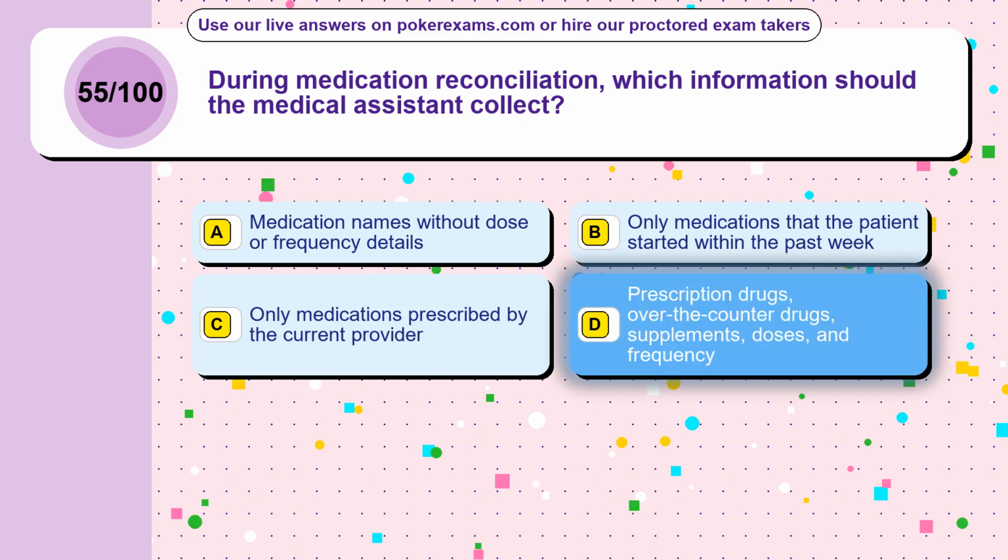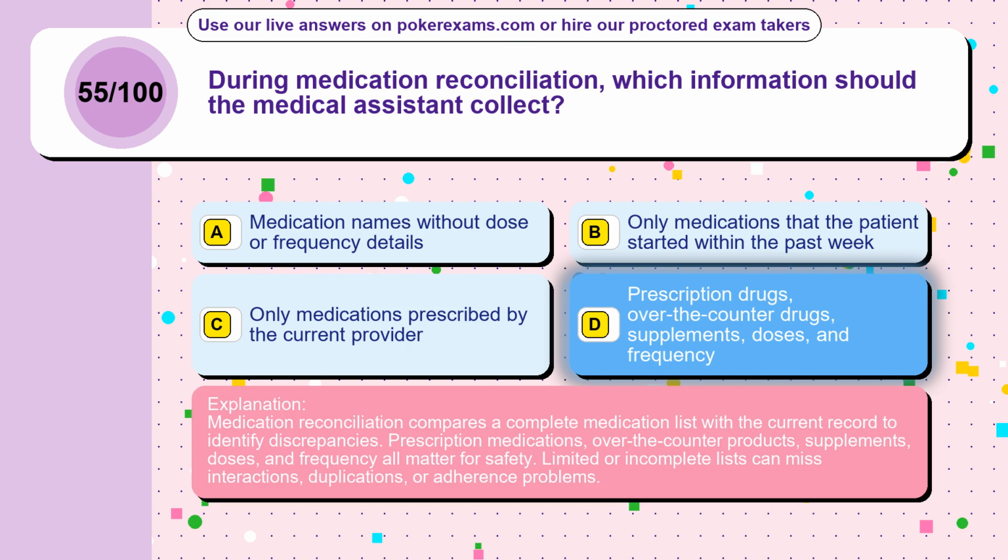The correct answer is option D. Prescription drugs, over-the-counter drugs, supplements, doses, and frequency. Medication reconciliation compares a complete medication list with the current record to identify discrepancies. Prescription medications, over-the-counter products, supplements, doses, and frequency all matter for safety. Limited or incomplete lists can miss interactions, duplications, or adherence problems.